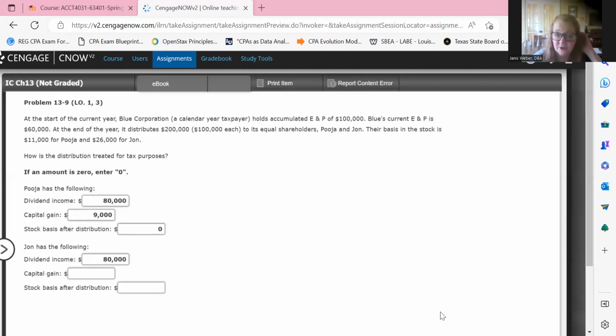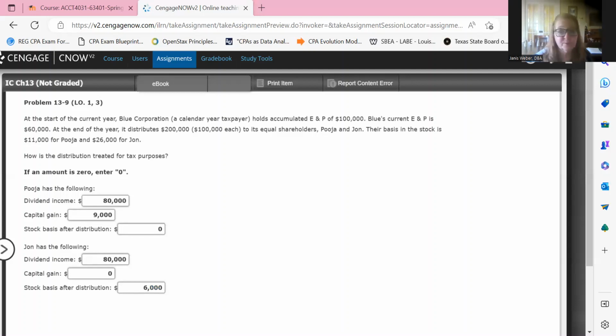So that negative just means how much is left of his basis. Basically he has no capital gain because he's still using his basis. He was able to offset the $20,000 extra that came in with his basis. So he still has a $6,000 basis.